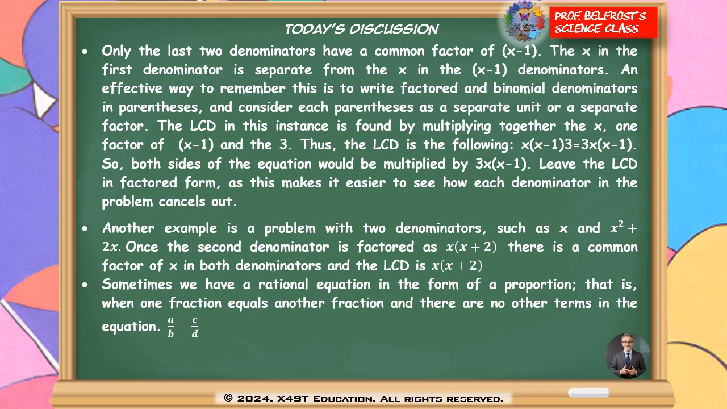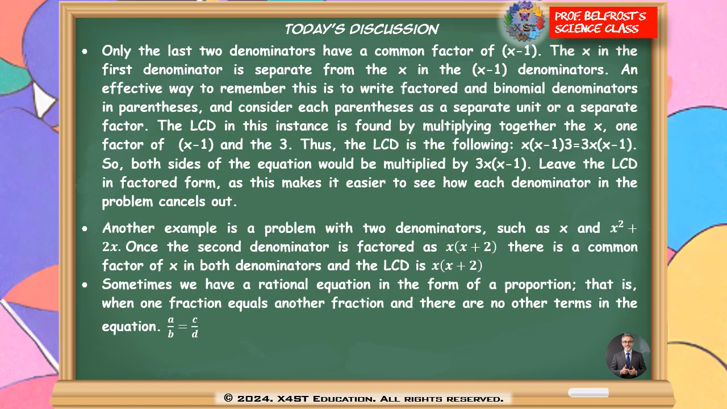So you need to multiply both sides of the equation by this. Another example, with two denominators such as x and x squared plus 2x. First we need to factor x squared plus 2x as x times x plus 2. Then you see that there's a common factor of x, and the LCD here is x times x plus 2.